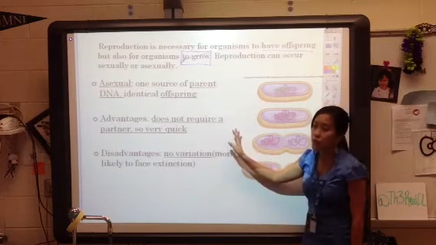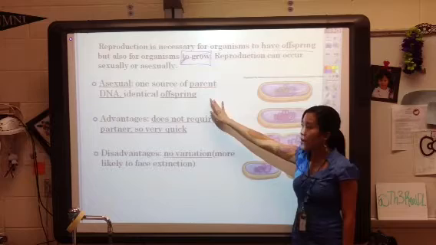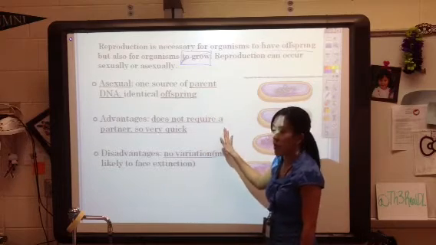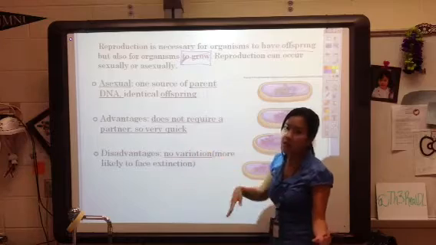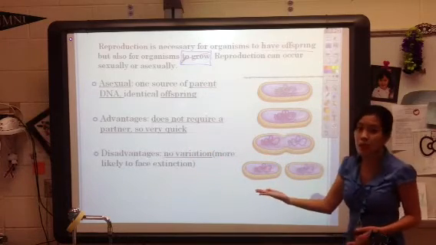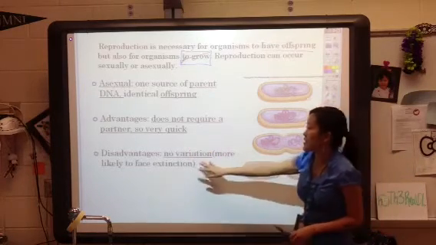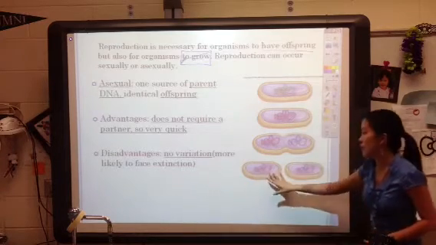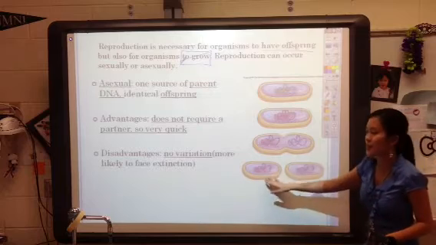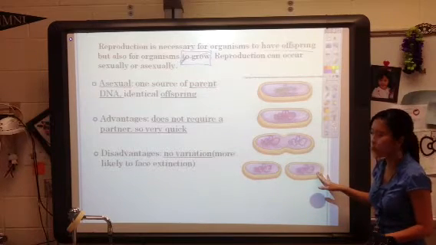An advantage of reproducing asexually is that this doesn't require a partner, so it can occur very quickly. You don't have to use any energy to go find another organism to mate with. A disadvantage is that we have no variation. There's no difference in your offspring. They're going to be exactly the same. Okay?